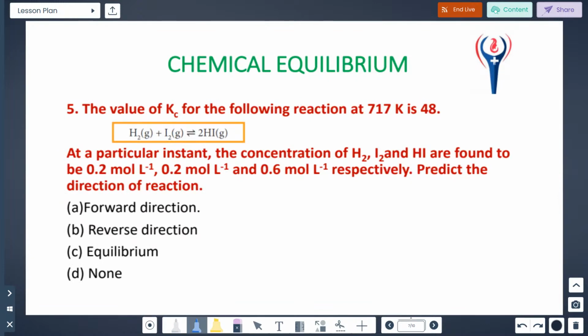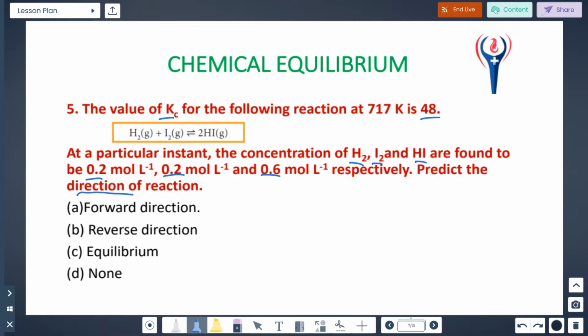Okay, see that the value of Kc is given. Kc is 48. Understood? At a particular instant, the concentrations of H2, I2, HI are given: 0.2, 0.2, 0.6. Predict the direction of the reaction. We have to find which side the reaction will proceed. That's our aim. Understood?